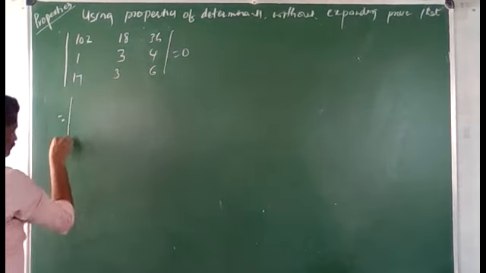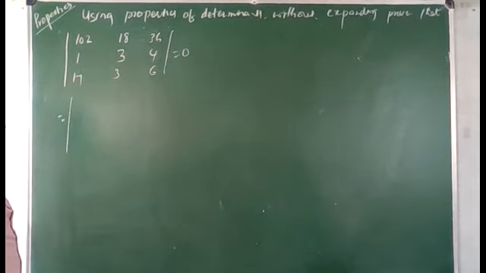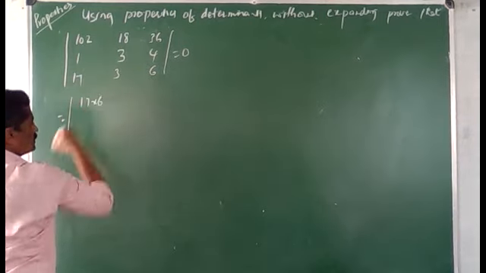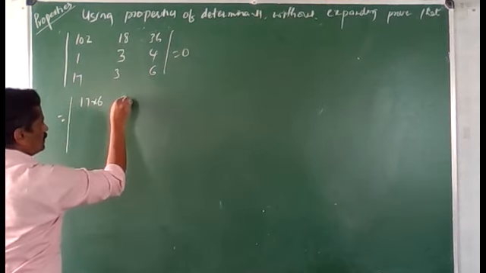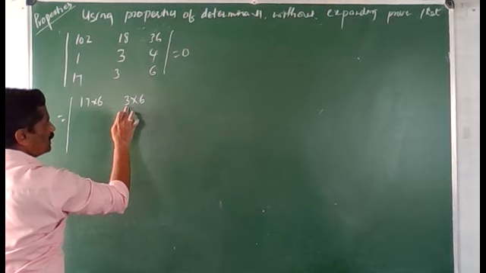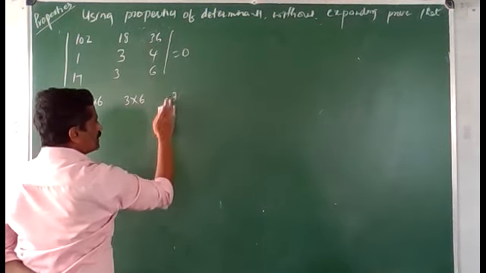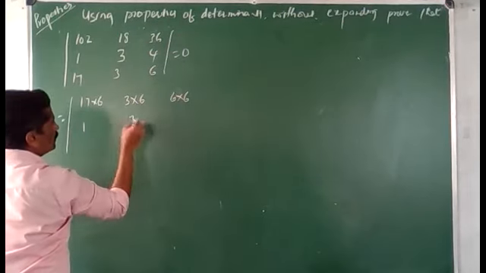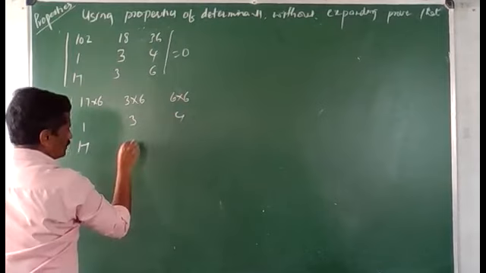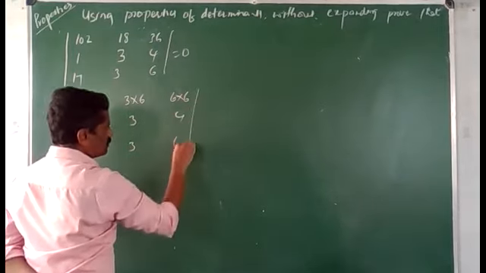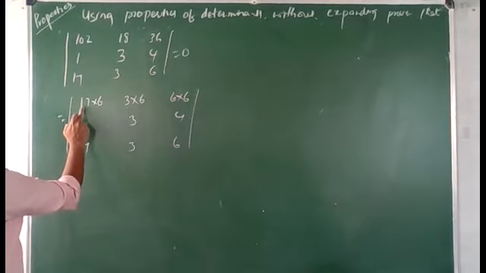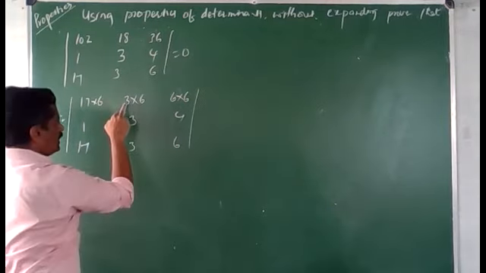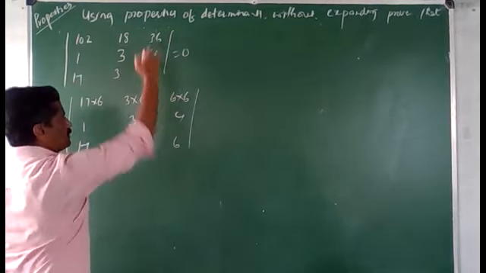Here, now I'll write this in multiples of 17. That is, we have 17 into 6. This can be written as 3 into 6. Again, this can be written as 6 into 6. Write this as it is: 1, 3, 4, 17, 3, again 6. So this 17 into 6 will get 102. Again 3 into 6 will get 18. 6 into 6 will get 36.